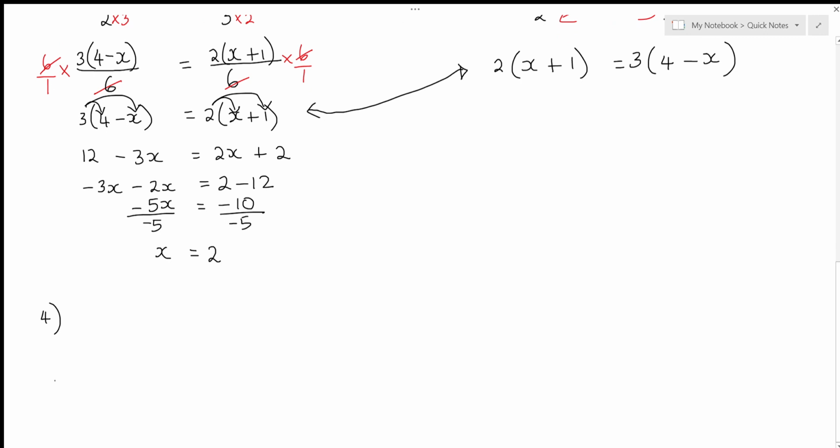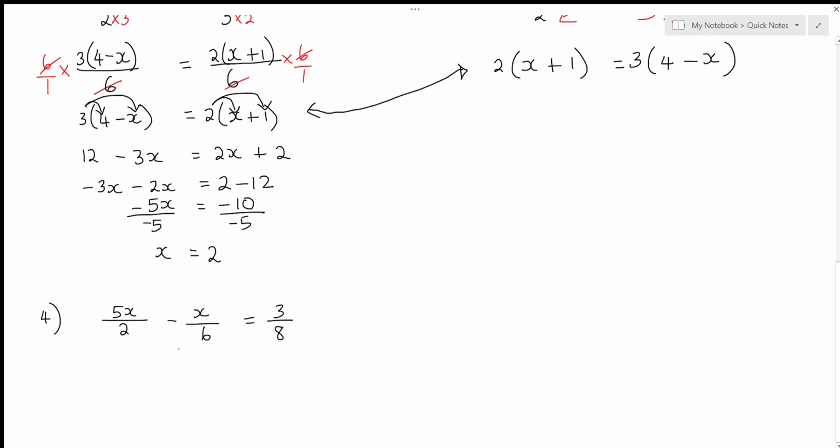Okay, I've got one more to show you, and I think it's a harder one, but we're going to attempt it. So this one is 5x over 2 minus x over 6 equal to 3 over 8. Now we can't do cross multiplication here because we have this minus, so we have to get them to the same denominator.